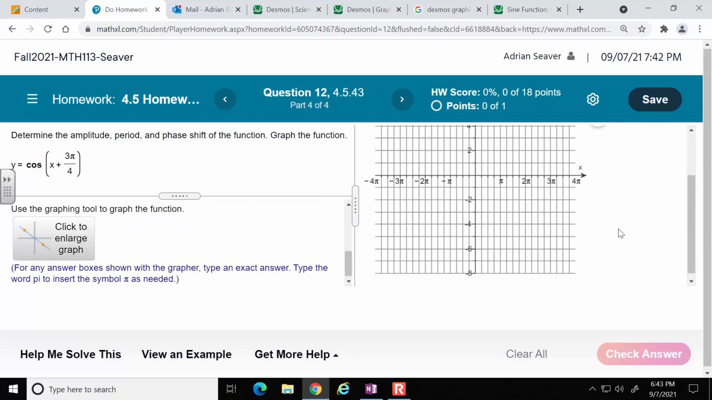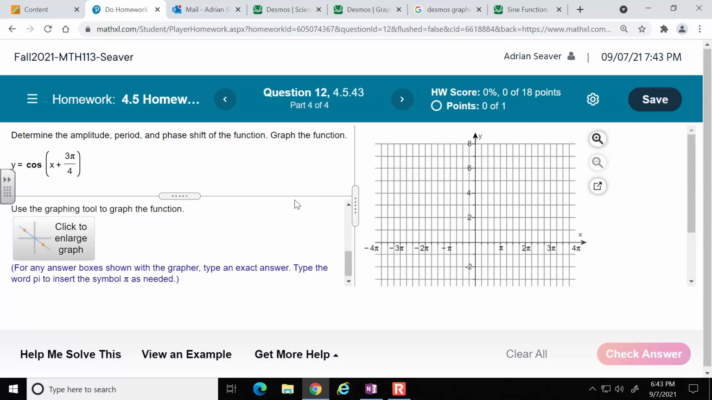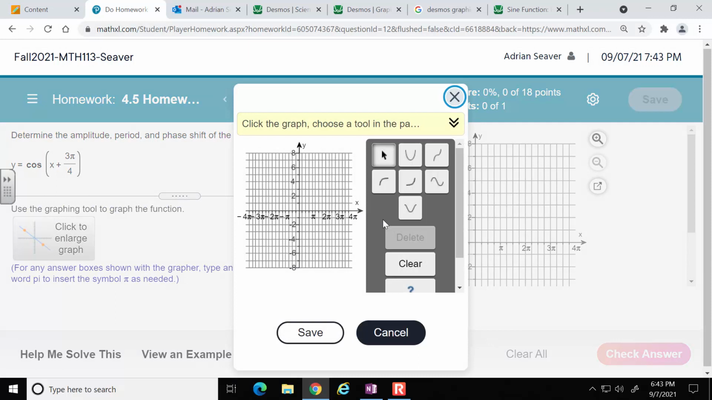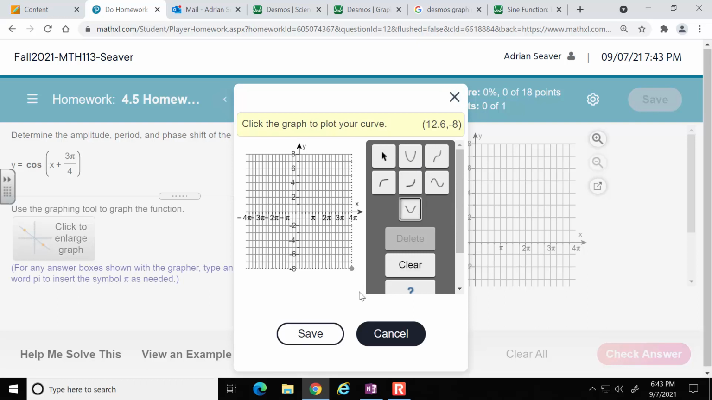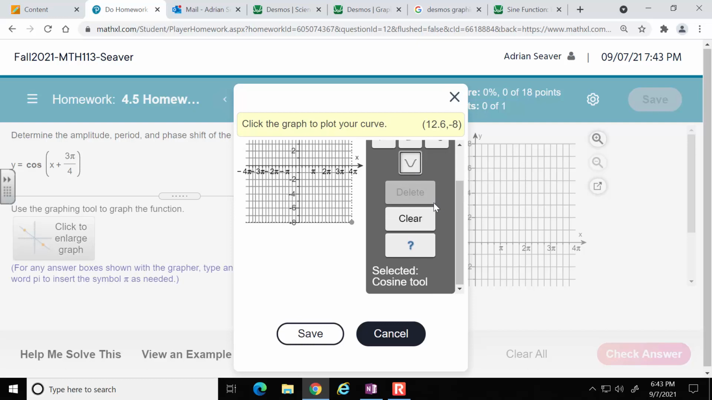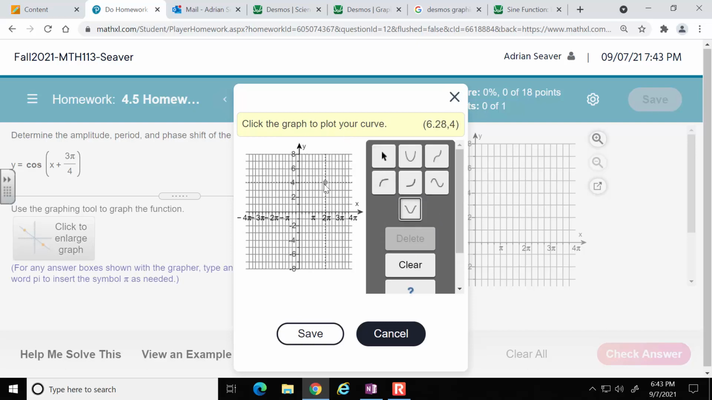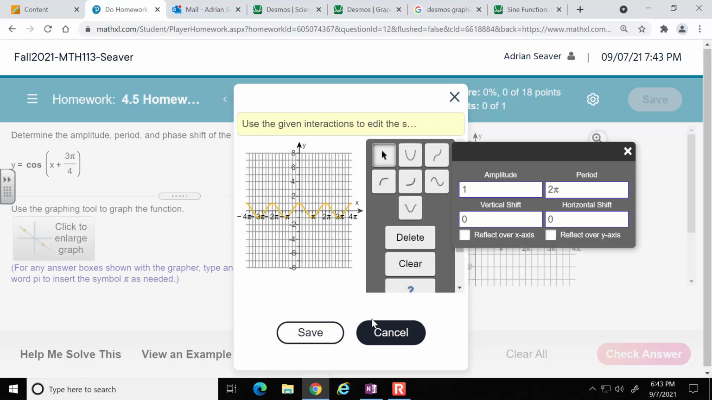Okay, so now when you go to graph these, you can say, all right, click to enlarge graph, and here we go. This is a cosine function. So you've got options here, sine, cosine. So we'll pick cosine. Okay. And it says click the graph to plot your curve. So I'm just going to click anywhere in there, and it graphs a function.